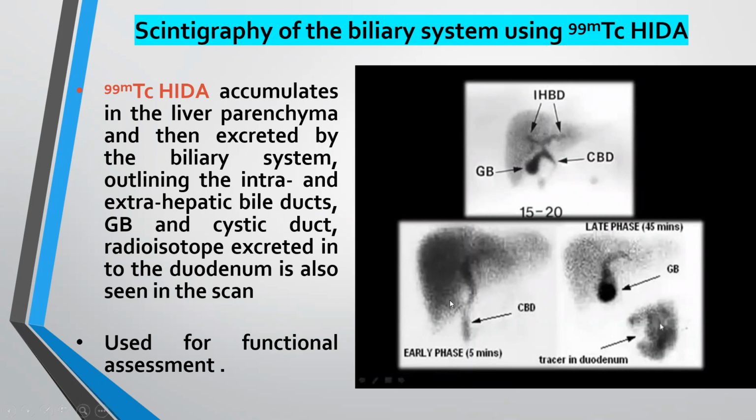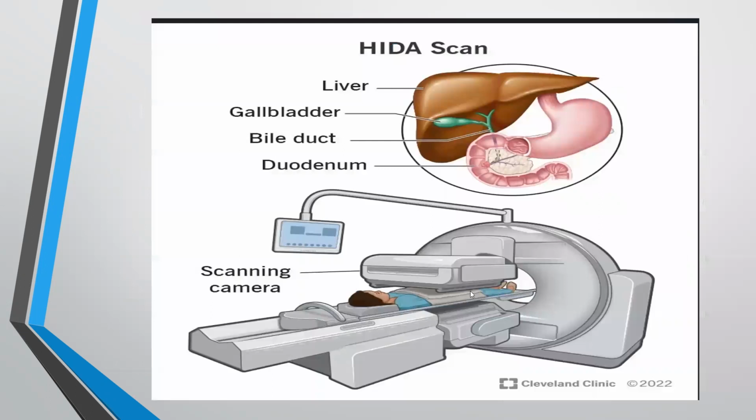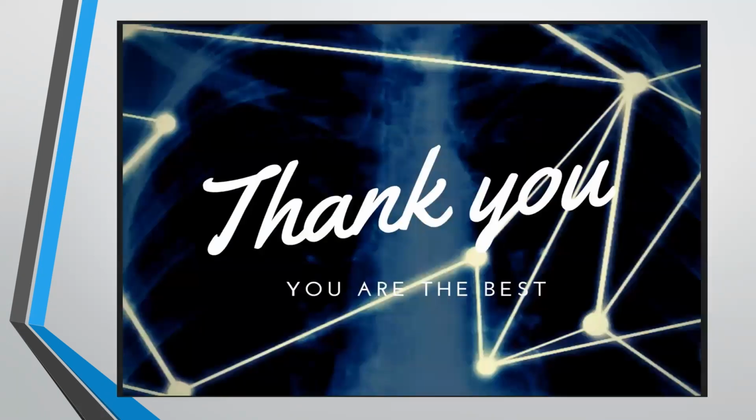As we see here, in the early phase the tracer accumulates in the liver parenchyma. Then, starting after 20 minutes, it collects in the biliary system and gallbladder. Then after 45 minutes, it is excreted into the duodenum, which is normal, and not seen in cases of biliary atresia. Also, this technique is used in diagnosing acute and chronic cholecystitis. This is the HIDA scan machine, and this is the gamma camera used after injection of the radioisotope. And thank you.